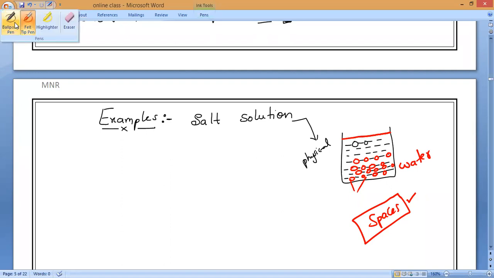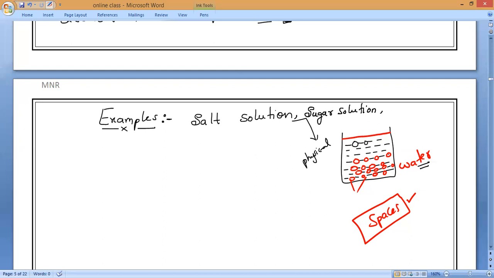So now, if we evaporate the water, again we can get the salt crystals back. So that is why it is a mixture. Is salt solution a mixture or compound? Mixture. Salt solution, mixture only. In the same way, we can take sugar solution. Is that a mixture or compound? Sugar solution, mixture only.